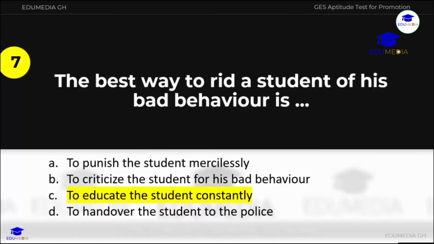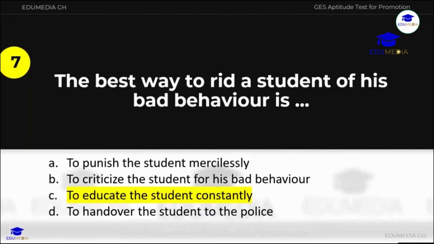Punishing a child harshly, turning them over to the police, or criticizing them for bad behavior can be harmful and is not an effective way to help a child change their behavior. Instead, it is important to educate the child and help them understand why their behavior is problematic, as well as to provide them with the skills and knowledge they need to behave appropriately.